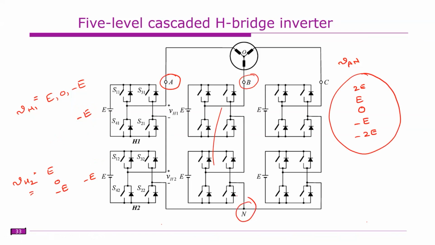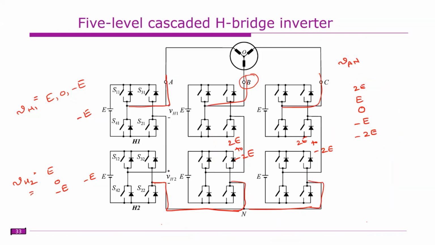Similarly, between B and N you can get 2E to minus 2E, and between C and N you can get 2E to minus 2E. So this is the phase voltage. If you notice, the bridges at the other ends are connected together to form a star connection, a neutral point. The other side of the bridges are connected to the phases. So these are the phase terminals.